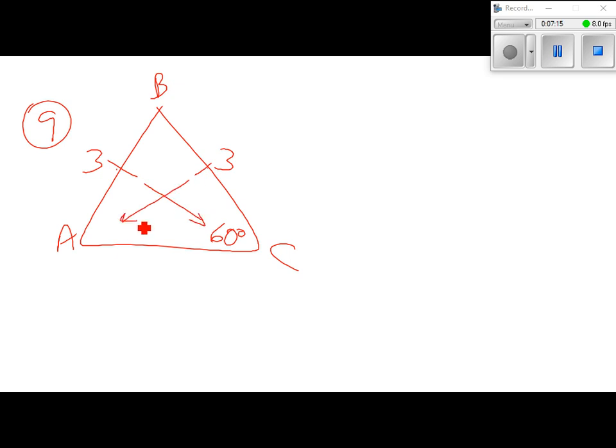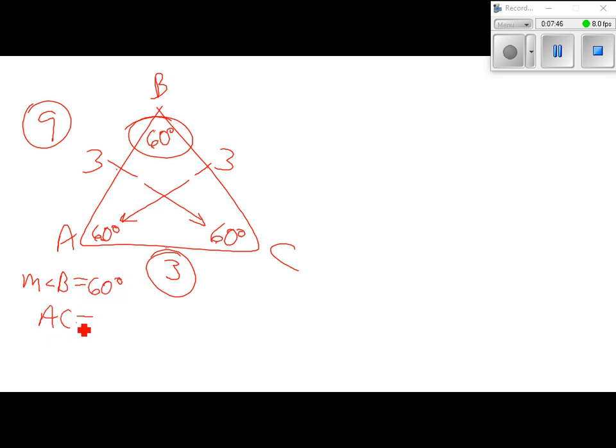Two angles are 60. So if that's 60, this angle has to be 60. If this angle's 60, this angle's 60, how much is left over for this one? 60. That's one of our answers, right? And it's equilateral. Not only is it isosceles, but it's equilateral. So what do we know about this side over here? It's got to be 3, and that's our other answer. So the measure of angle B is 60 degrees, and the length of segment AC is 3.